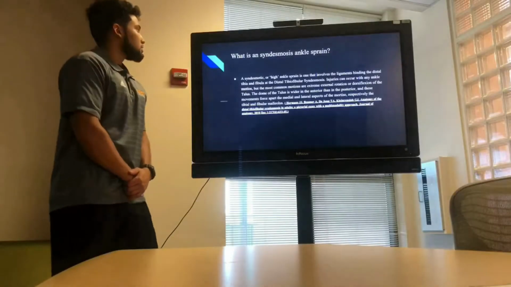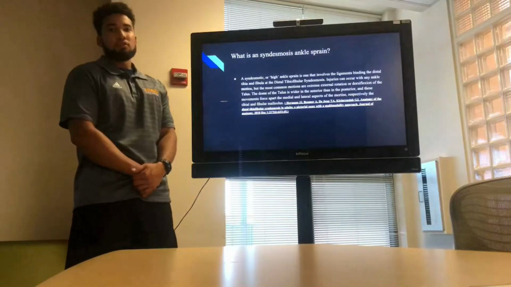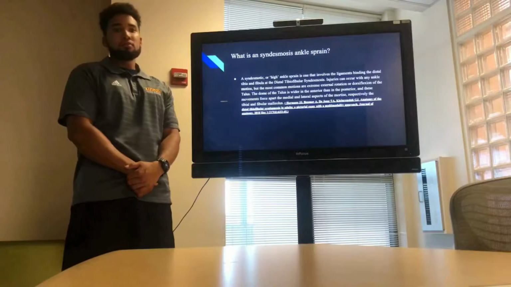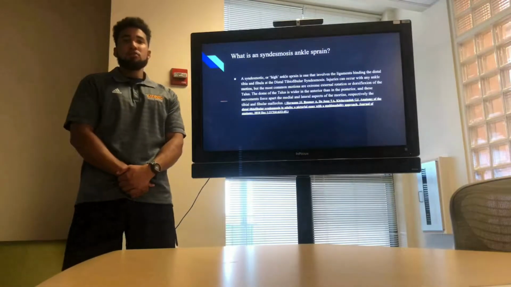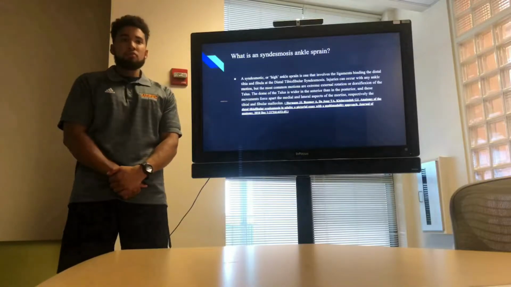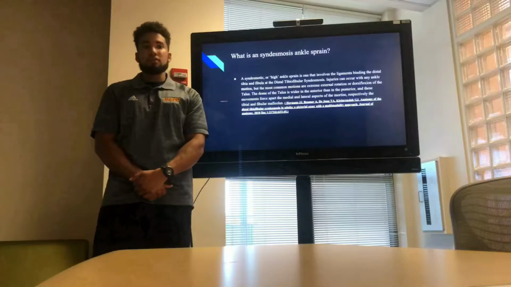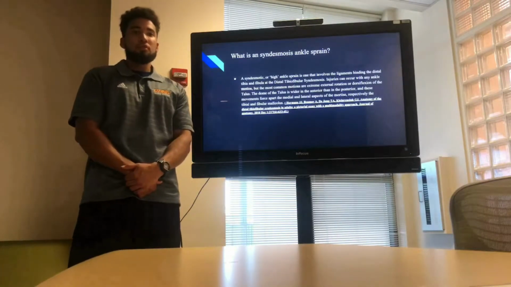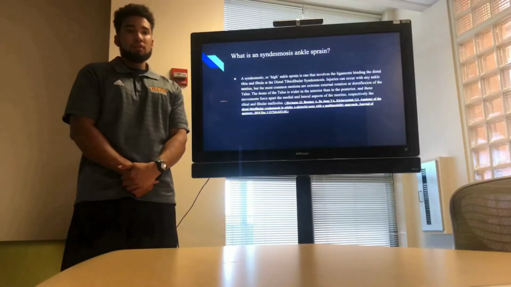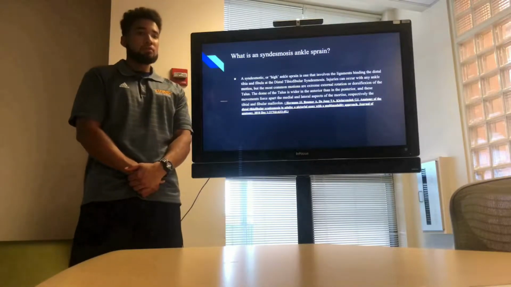Okay, so what is a syndesmosis ankle sprain? Syndesmosis or high ankle sprain is one that involves the ligaments binding the distal tibia and fibula at the distal tibiofibular syndesmosis. Injuries can occur with ankle motion, but the most common motions are extreme external rotation or dorsiflexion of the talus. The dome of the talus is wider, and these movements force apart the medial and lateral aspects of the mortise, respectively the tibial and fibular malleolus.